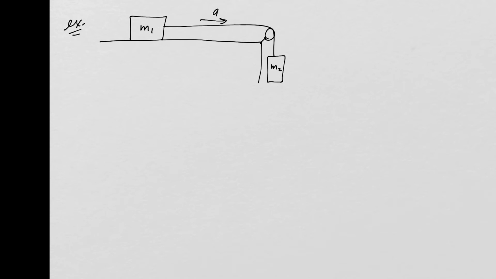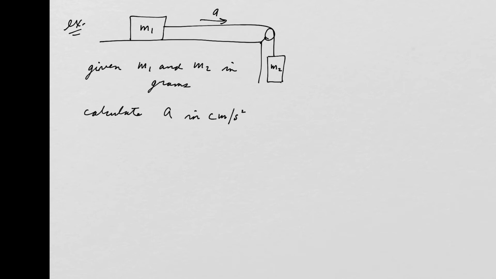So I could give you M1 and M2, I think we use CGS units, so let's say I give you grams. I could say calculate A, the acceleration, and that would be centimeters per second squared, right, if we're in CGS units. Or I could also ask you to calculate T, the tension, and that would be in dynes.